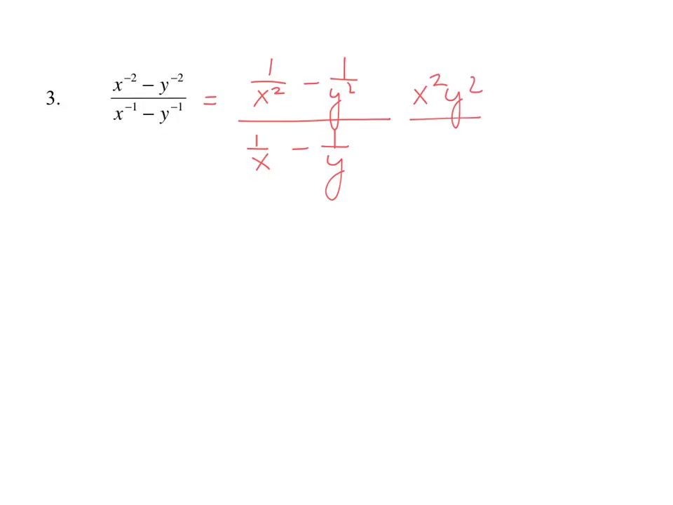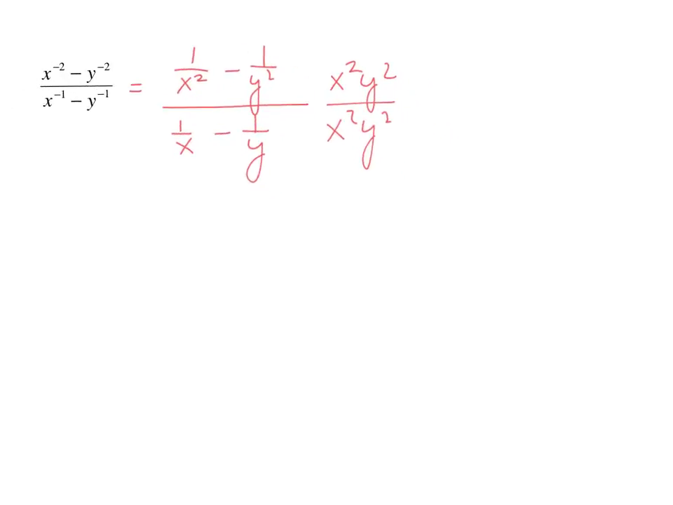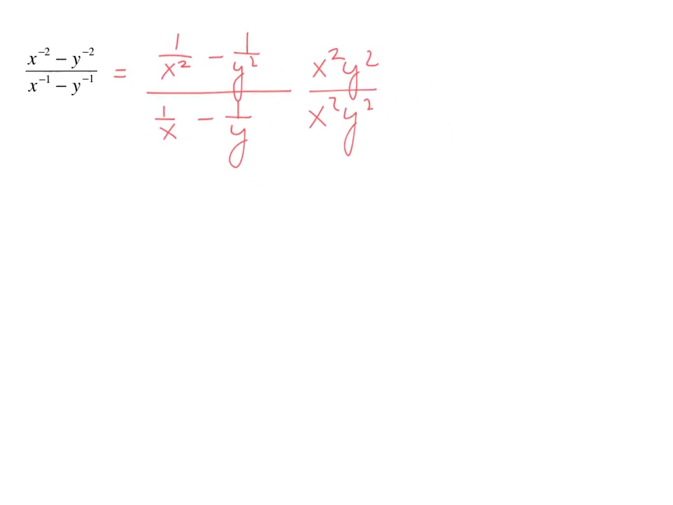So I'm going to multiply by my clever 1, which is just x squared y squared over x squared y squared. And then I'm going to go ahead and move that over a little bit, give myself a little more room. And I'm going to end up with y squared minus x squared over x y squared minus x squared y.